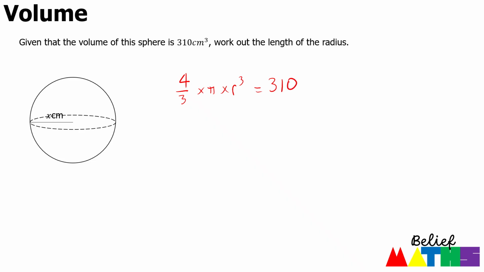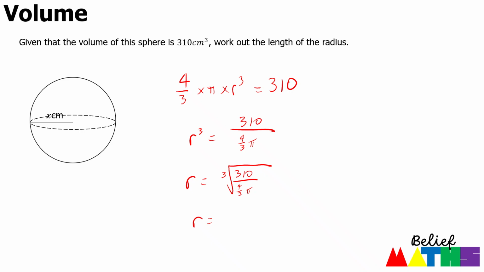Now, to make this easier, we're trying to isolate this radius cubed, so we can bring this whole thing over in one go. We can say that the radius cubed is equal to 310 over 4/3 pi. And then again, the opposite of cubed is cube root, so we can say the radius is equal to the cube root of 310 over 4/3 pi. And because we have a calculator, that will do all the work for us. We just have to be very careful with how we write this.